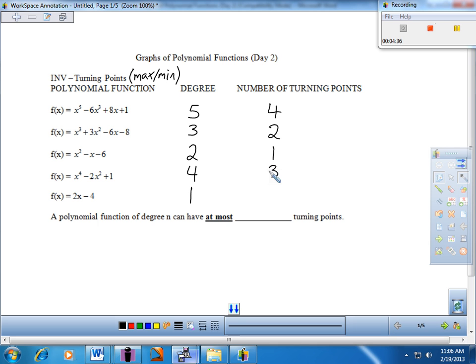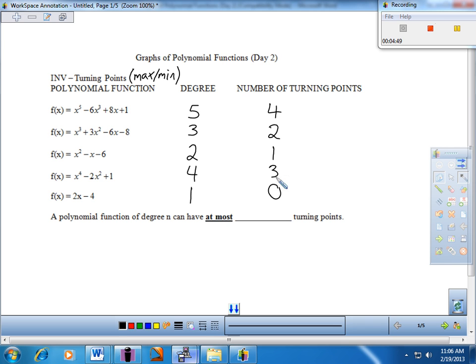And then I'll tell you what, I'm not even going to graph this. If it's a line, everybody, and picture this line with a y-intercept of -4 and a slope of 2, how many turning points does a line have? 0. And so take a look at the connection between those 2 columns here and see if you can come up with a pattern.